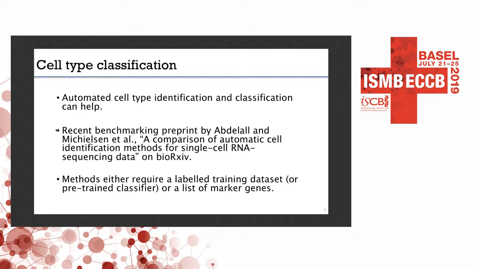There is a benchmarking paper on bioRxiv. It's still relatively new. It looks like it's being added to. But it does list all the methods that have been published thus far and some of the ones that are still in bioRxiv. So it does have a reference list to look at. It was trying to evaluate the different methods. And all the methods do require a labeled training data set, or a pre-trained classifier, or a list of marker genes that you give it.